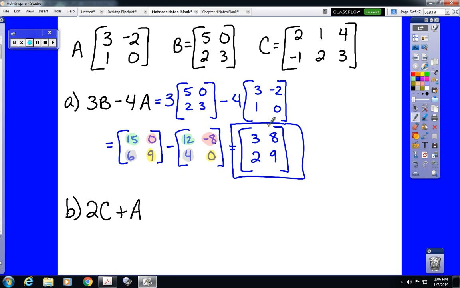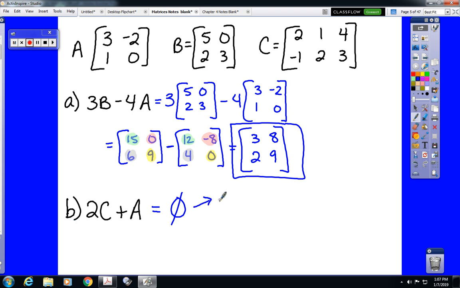That brings us to our bottom example here, 2c plus a. Now we normally would do the matrix or the scalar multiplication first. However, we don't need to do even that much, because if you look back up at the directions, C and A are not the same shape. C has 2 rows and 3 columns. A has 2 rows and 2 columns. They're not the same shape. And if they're not the same shape, then we cannot do this problem. We could do the scalar multiplication, but we would not be able to do the addition that follows it.